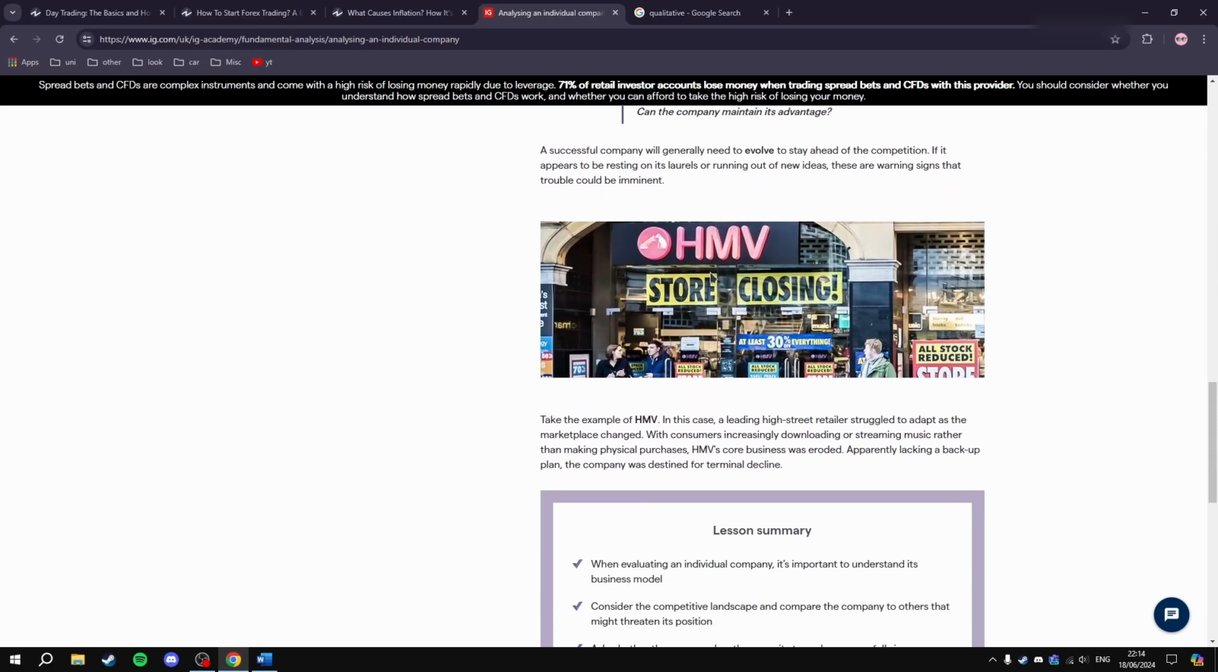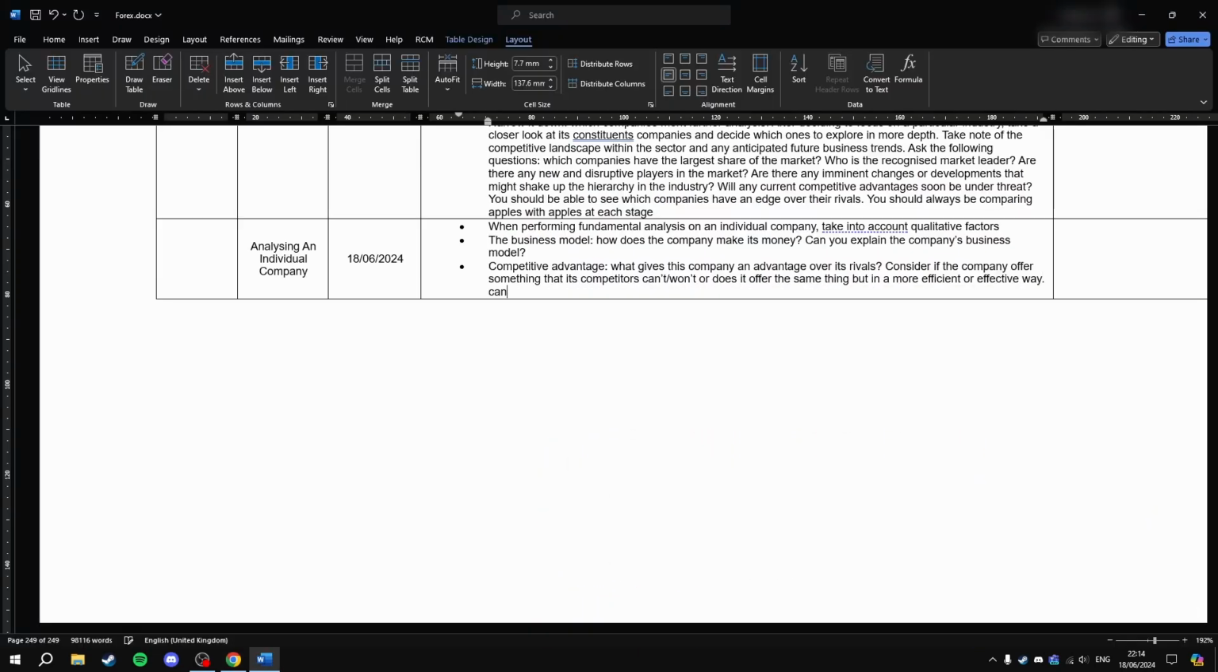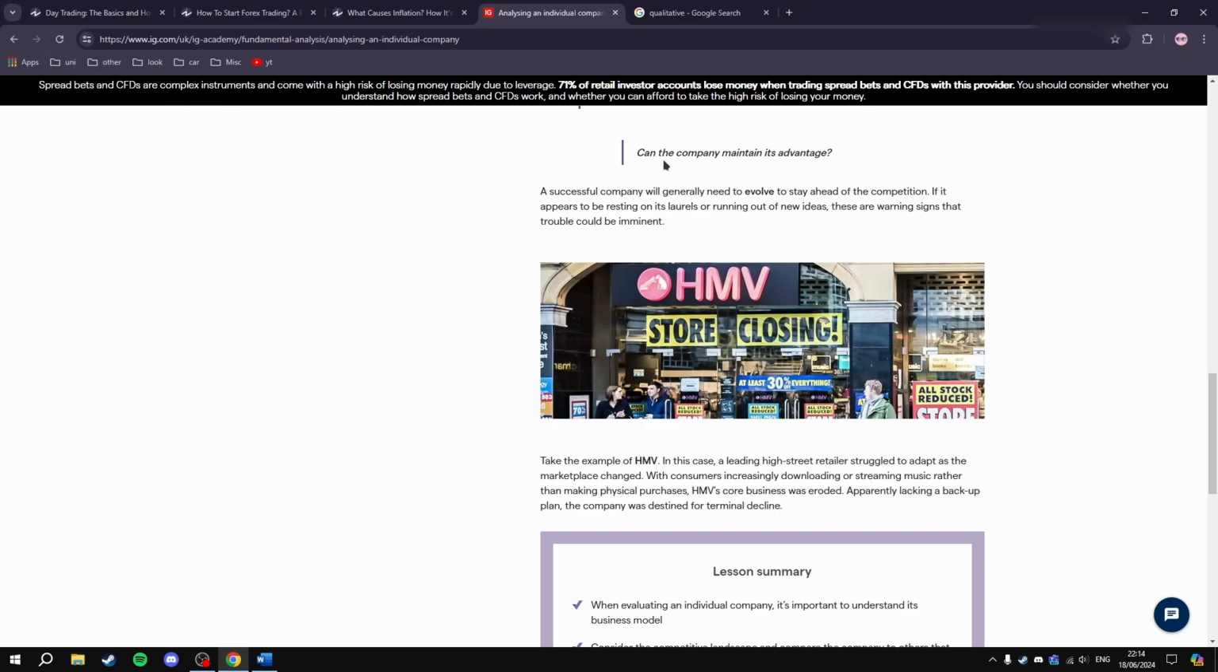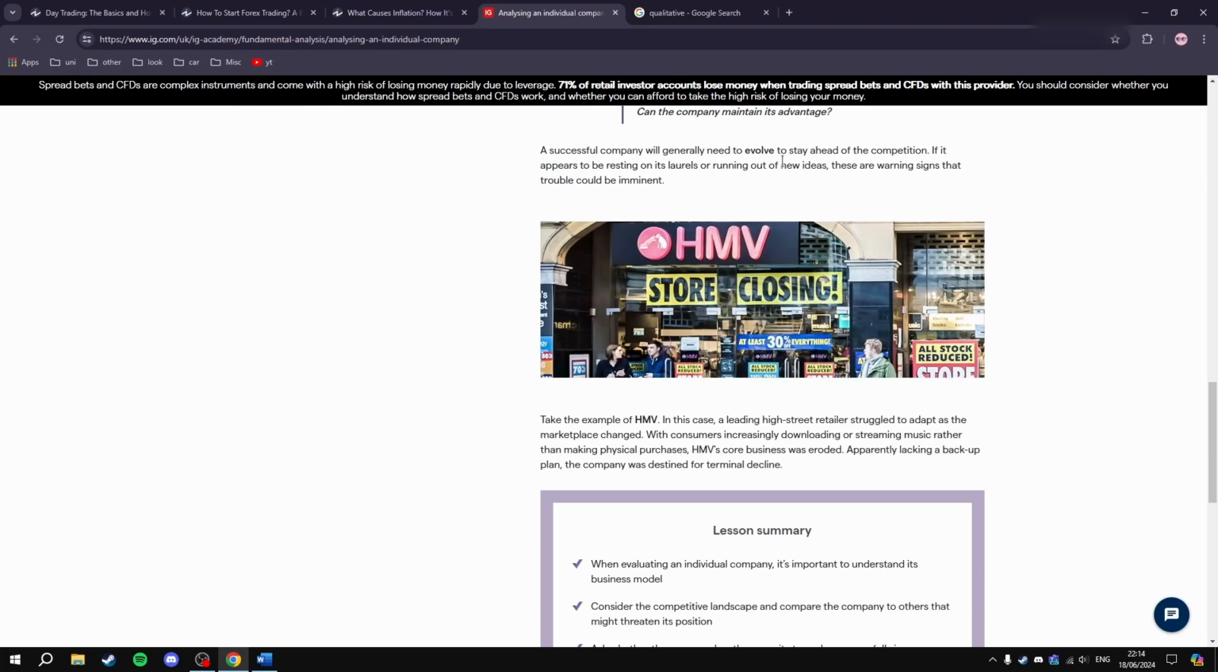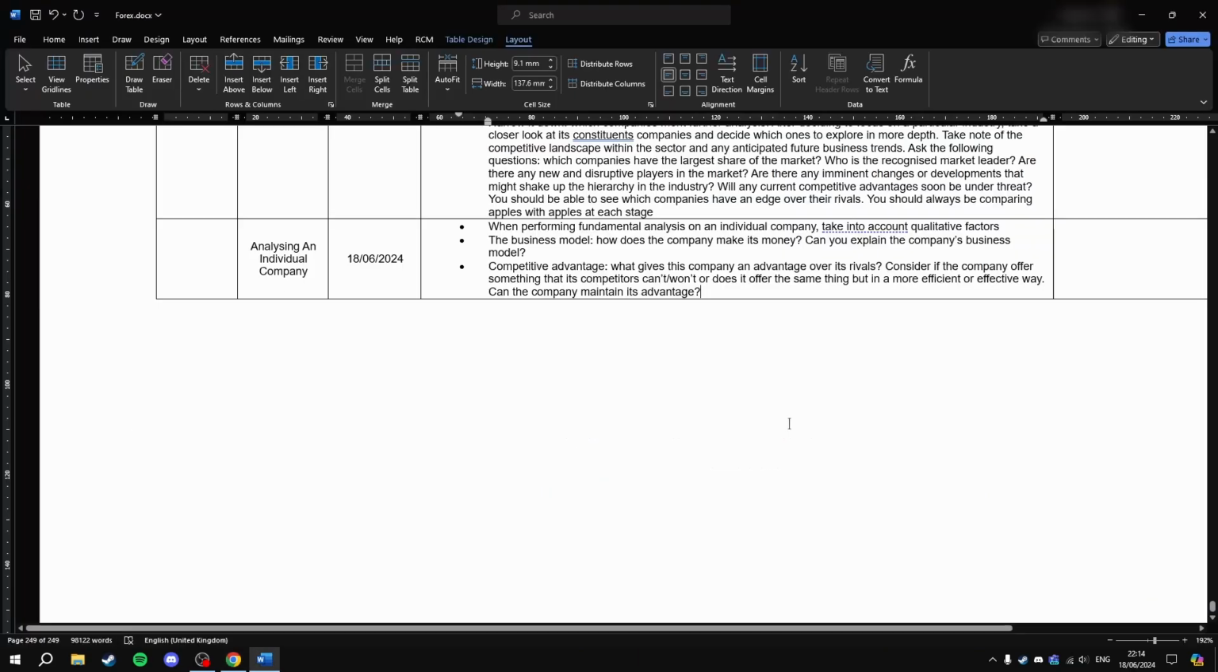Can the company maintain its advantage? A successful company will generally need to evolve to stay ahead of the competition. If it appears to be resting on its laurels or running out of new ideas, these are warning signs that trouble could be imminent.